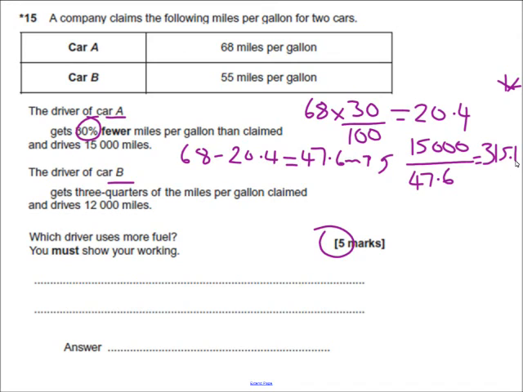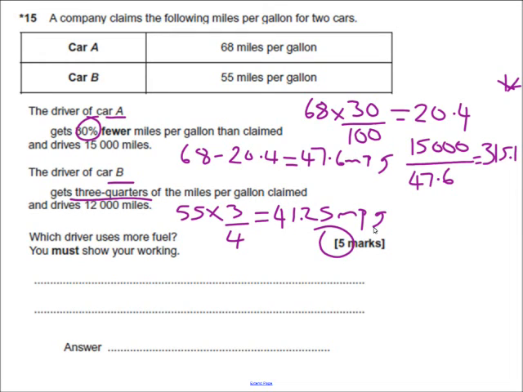Now let's do the same for car B, but instead of giving us a percentage, they've given us a fraction. So the company was claiming 55 miles per gallon, and we need to find 3/4 of it. And you can enter this straight into your calculator if you want. And it's 41.25 is the actual miles per gallon this car was giving us.